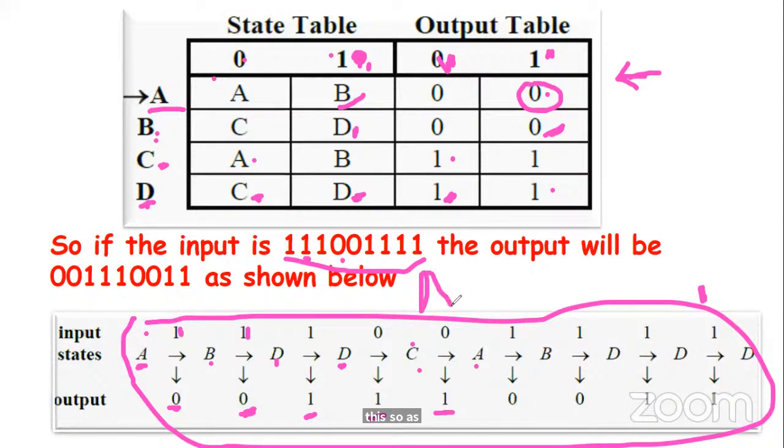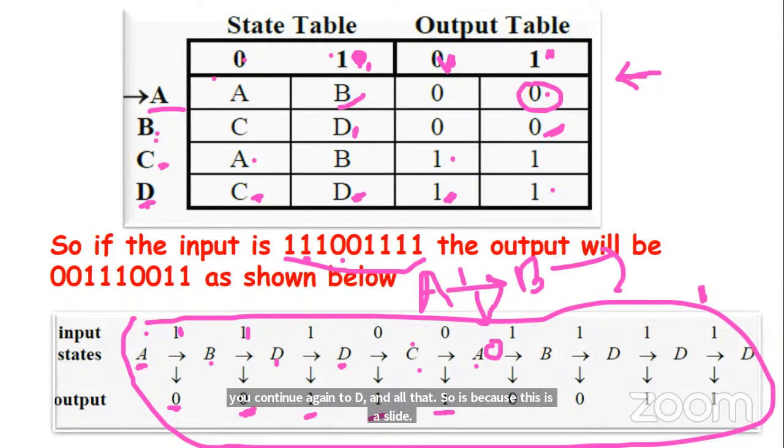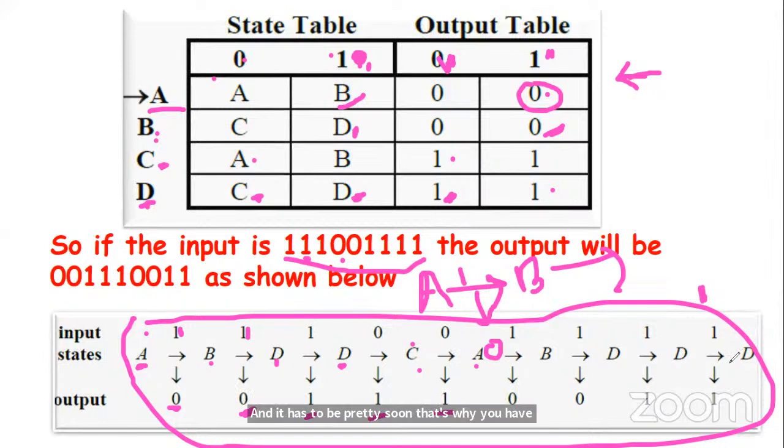So you have A. You read a 1. It moves you to B, then your output is 0. So that's the first thing you see at the first stage. Then you continue again to D and so on. Because this is a slide, it has to be pre-shown. That's why you're able to see the whole output. So the table will guide you in your movements. I hope that is clear now.